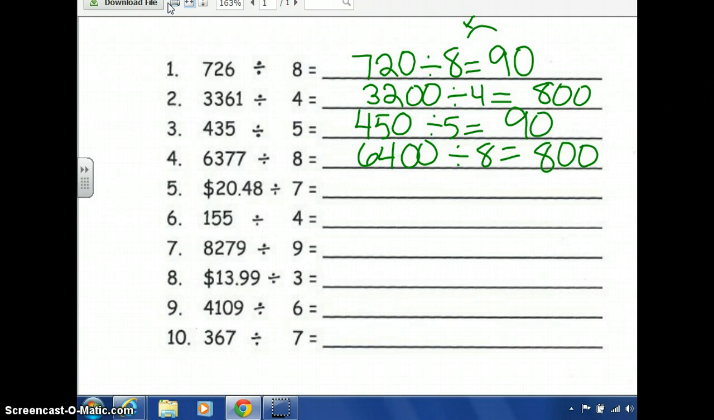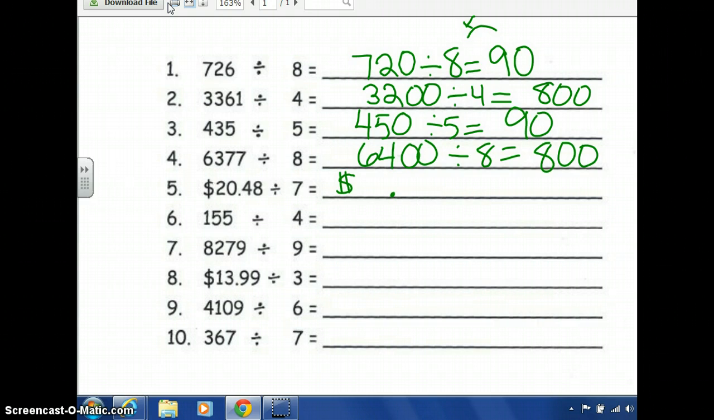What makes number 5 different than any of the problems we've done so far? Darius? That's right. But we don't do it any differently. If you guys are behind right now, it's fine. Skip down to number 5. So we know that we have to put in a dollar sign and a decimal point right away. So I'm going to cover up my last 2 digits, the 4 and the 8.